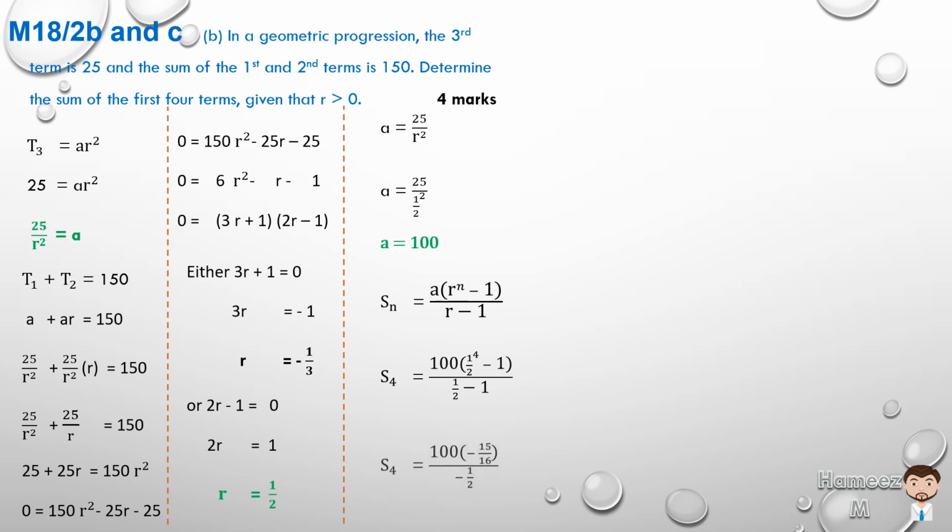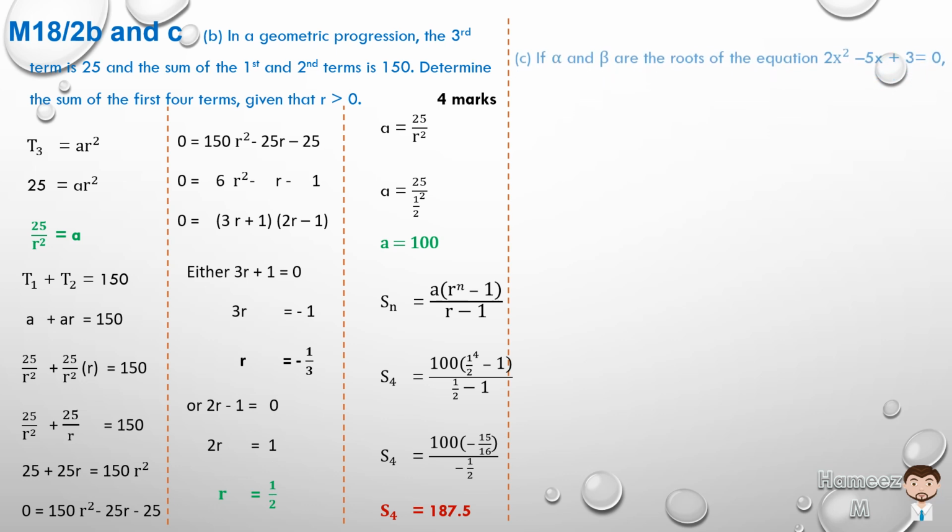Which gives us 100 by a half squared, which is 1/16. 1/16 minus 1 is minus 15 over 16. That gives us 187.5. So that will be the sum of the first four terms of this geometric series.